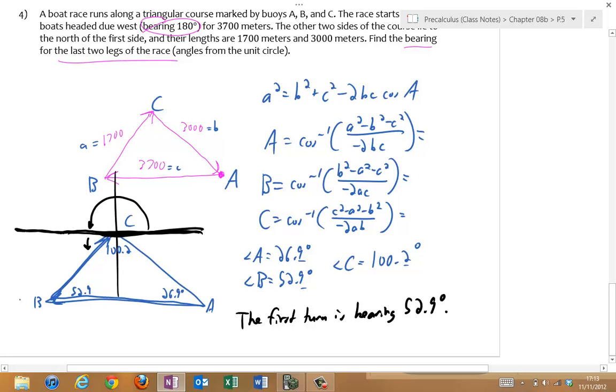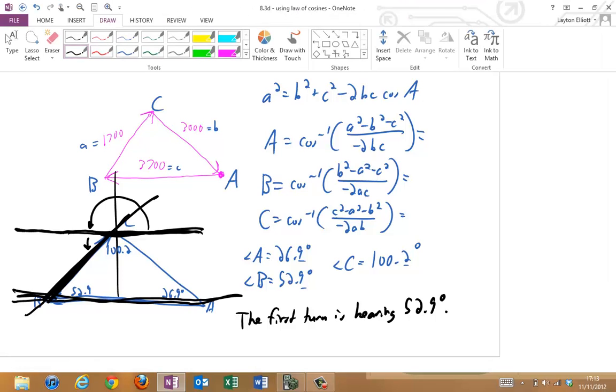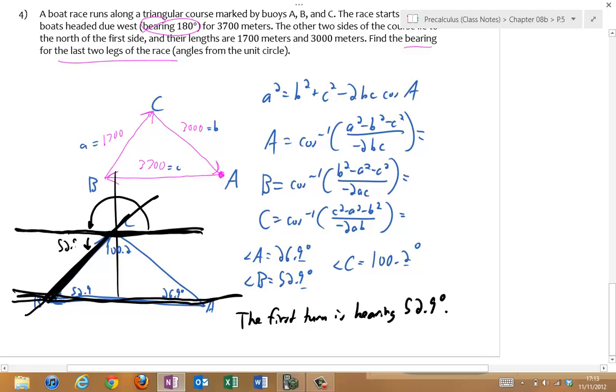If I darken this, and I darken this, not so dark that I can't read the 52. You'll see why here. If I darken this here, what I have is two parallel lines, and then I have this angle right here. These are opposite interior angles of parallel lines. Yep, I do remember geometry, even though I haven't taught it in a long time. I taught it for a little bit. 52.9 degrees here and here. Those are congruent, opposite interior angles of parallel lines. If you look at them, they should be the same.